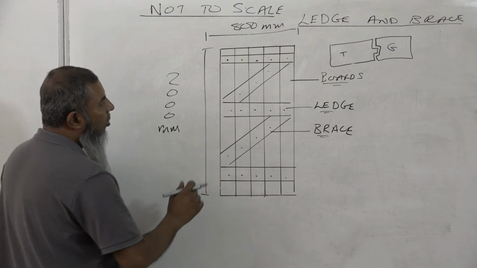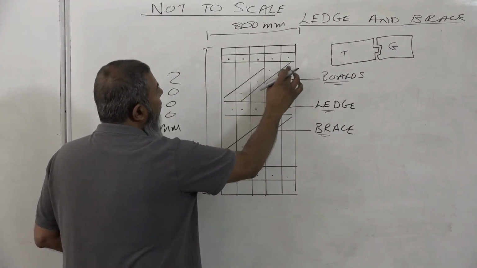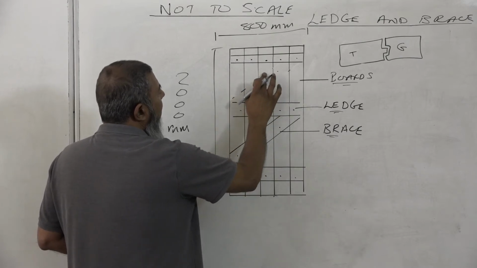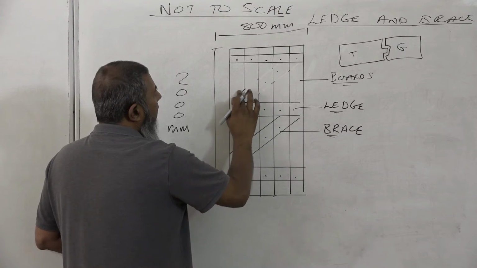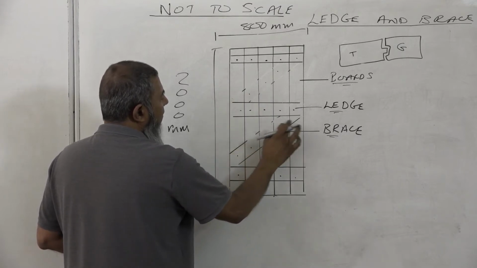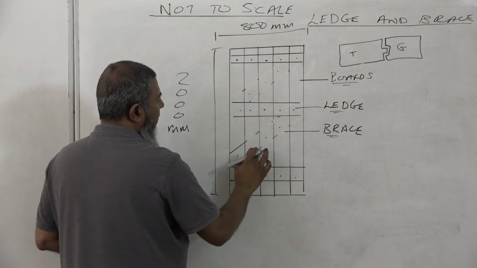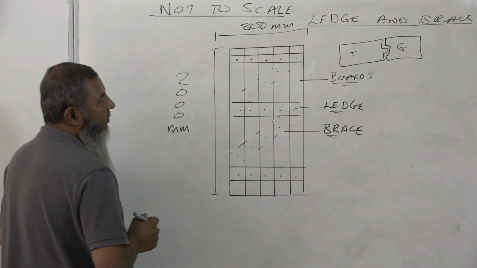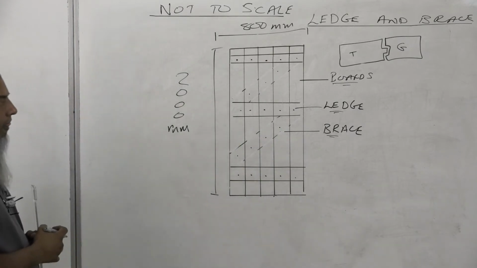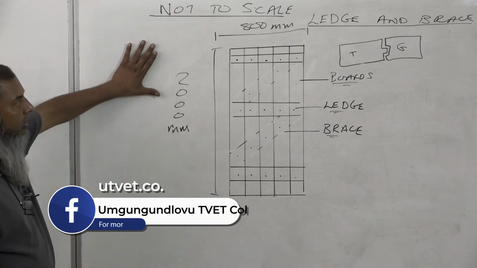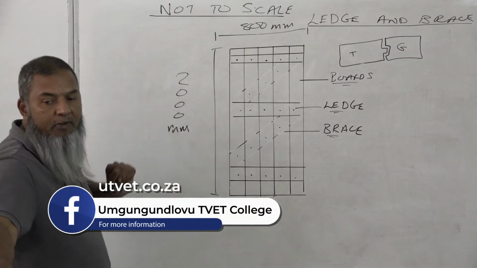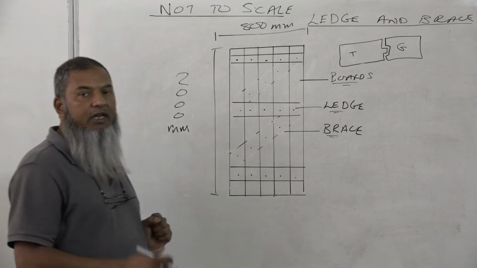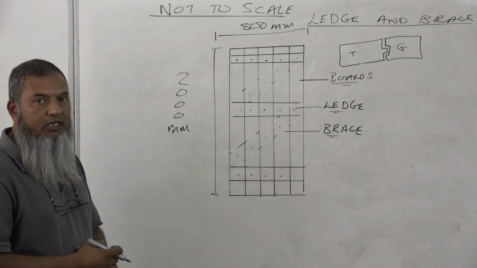If they ask us to draw only a ledge door, we will exclude the brace. That gives us a ledge door. If they ask us for a ledge and brace door, obviously we will include the braces as well. So this is what is called a ledge and brace door. Normally made out of pine, it can be made out of any wood. It is hard and robust. This normally gets varnished and sealed and is used for exterior doors.